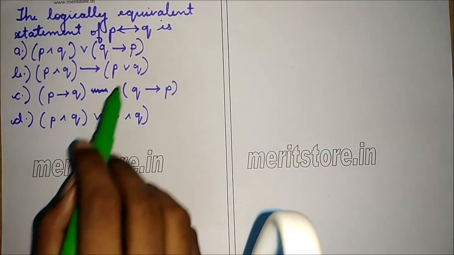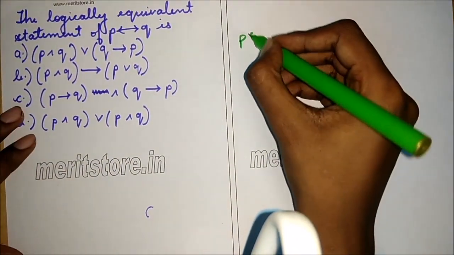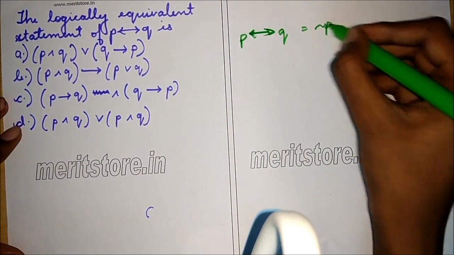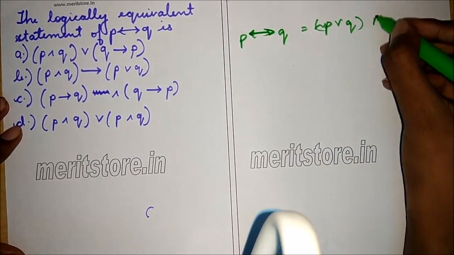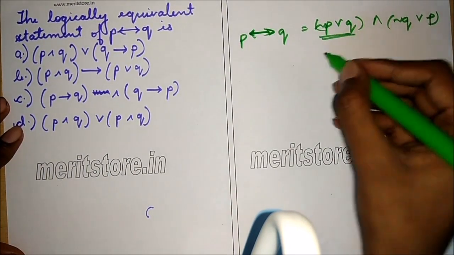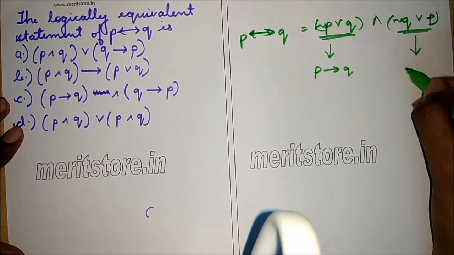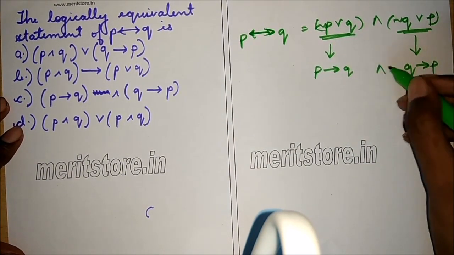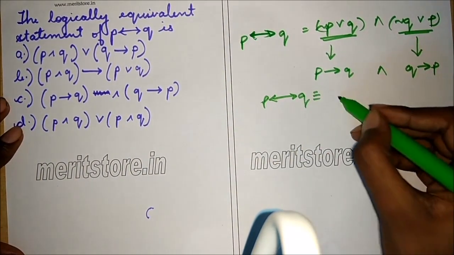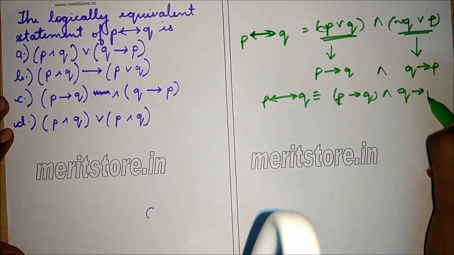Logically equivalent statement of P double implication Q. P biconditional or double implication Q is negation P or Q and negation Q or P. Now this is nothing but P implies Q, and this is nothing but Q implies P. So the equivalent form will be P double implication Q is the same as P implies Q and Q implies P, which is option C.